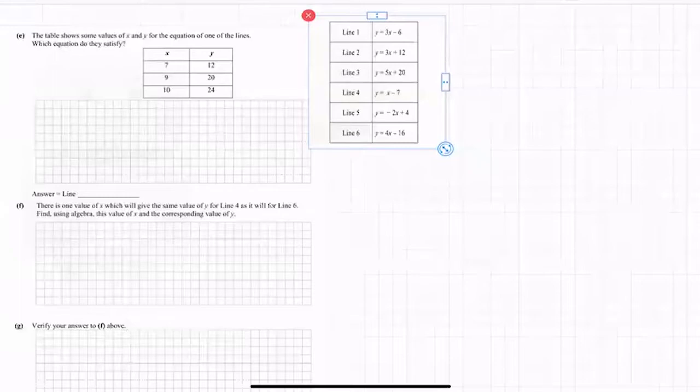Why do we come up with equations of lines in the first place? Well, the equation of a line is a formula that links points on the line together. You'll see this in action in this question. For each of these points x, y, they satisfy one of the lines. So let's try line 1.